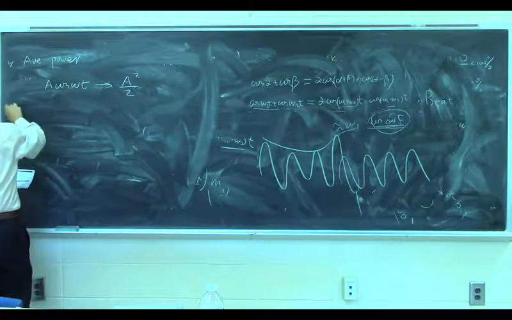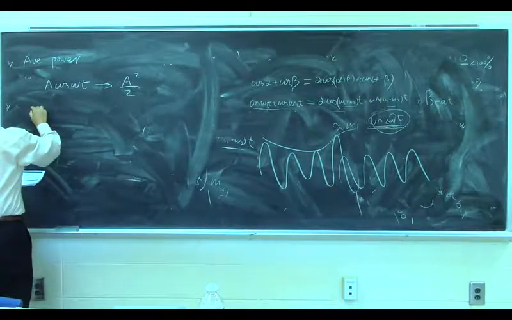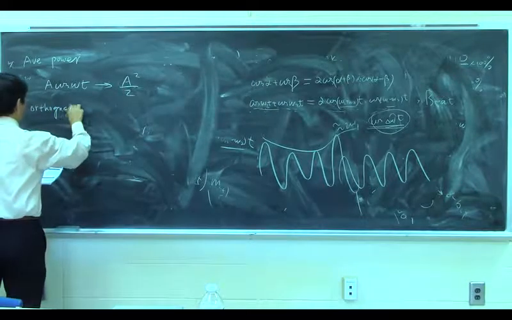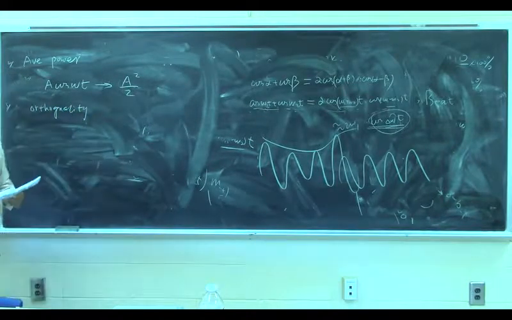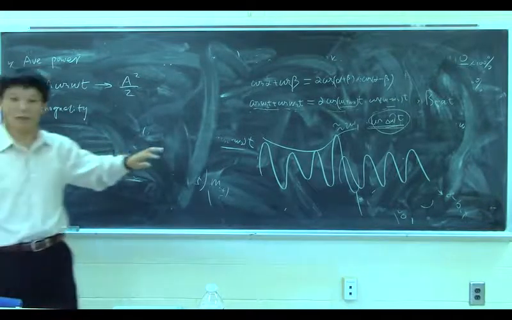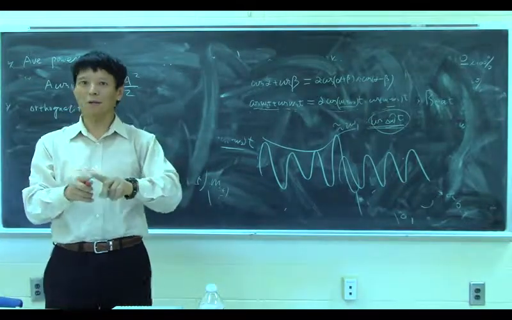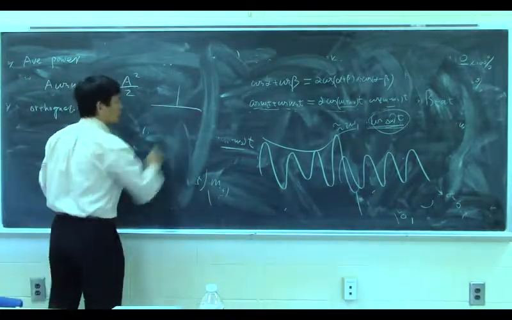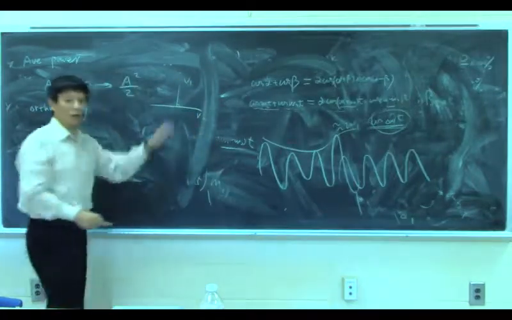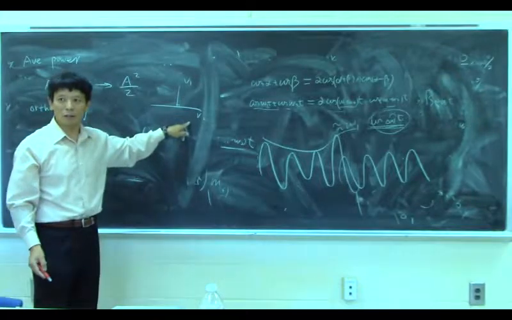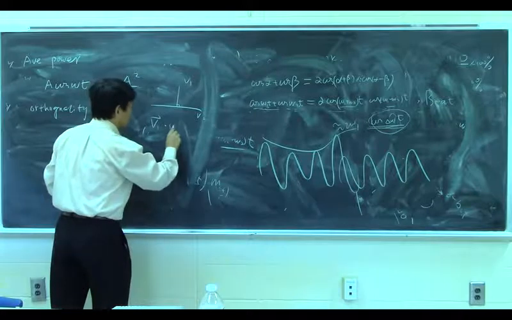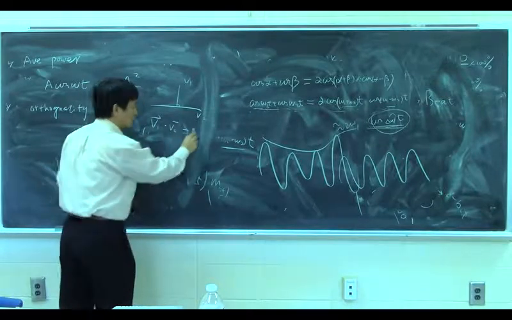That's the second one. Next we discuss two signals being orthogonal to each other. Orthogonal to each other means perpendicular to each other. For example, if we have one vector, V1, and another vector, V2, at 90 degrees, they are orthogonal, perpendicular to each other. That means V1 dot V2 equals 0.